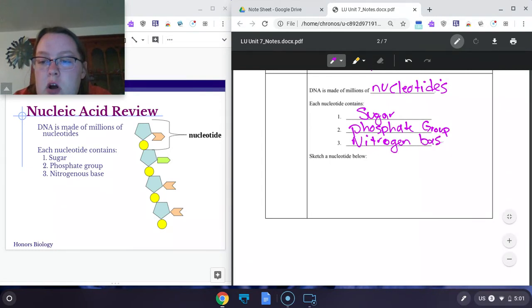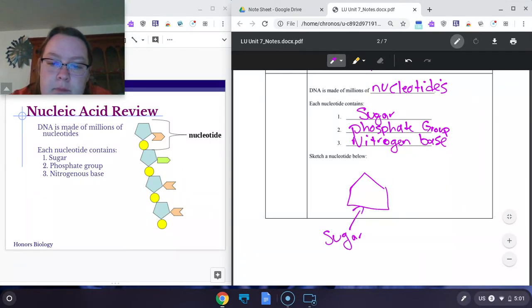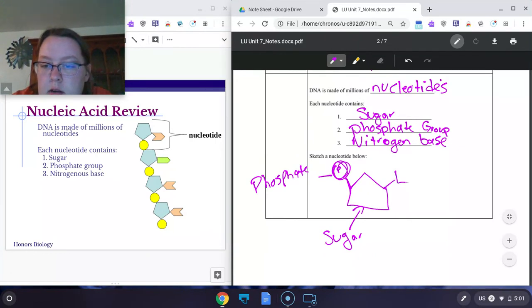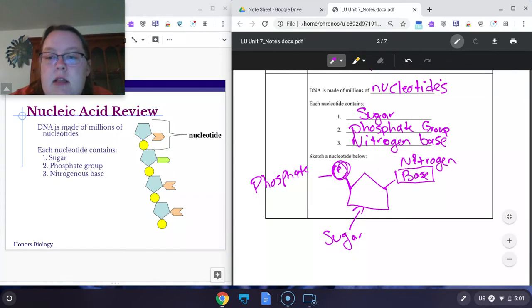So if we were to draw out a nucleotide, I like to draw the sugar first. So this is my sugar. A 5-carbon sugar should have 5 points. That is connected to a phosphate. Phosphates are a little circle with a P in it. And then there is a base. And the base is a nitrogen base because it contains the element nitrogen.